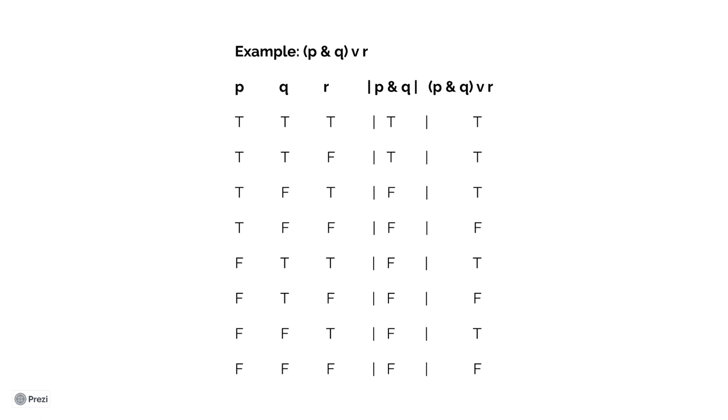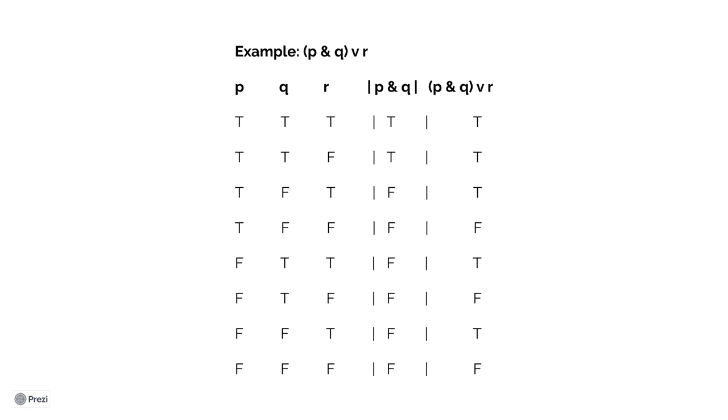Now, we understand by now that a disjunction is true in any case except when both things are false. So P and Q or R. In any situation in which P and Q is true, or R is true, or they're both true, the truth value for our main operator here will be true. And if we find a case in which P and Q is false and R is also false, in that case, on those lines, the truth value for our main operator will be false.